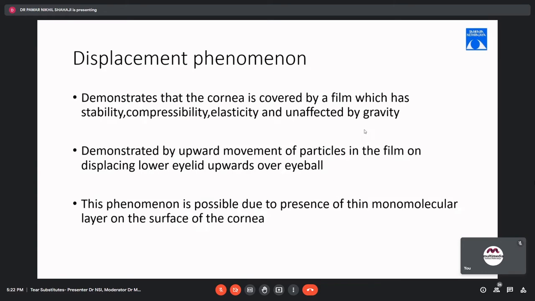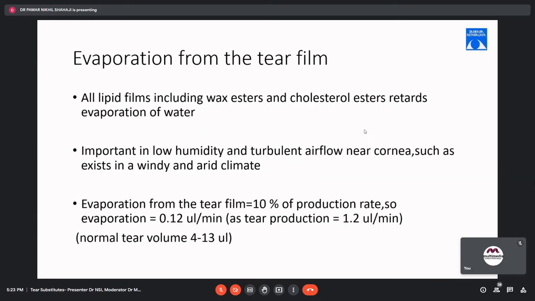So this displacement phenomena basically demonstrates that the cornea is covered by the film which has stability, compressibility, elasticity, and is unaffected by the gravity, demonstrated by upward movement of the particles in the film on displacing the lower eyelid upward over the eyeball. What does this mean? I wanted you to interpret this.